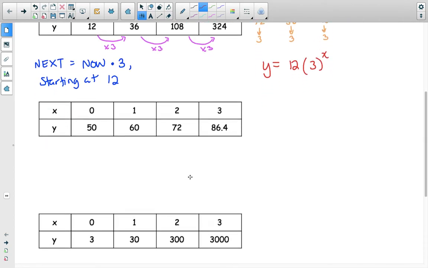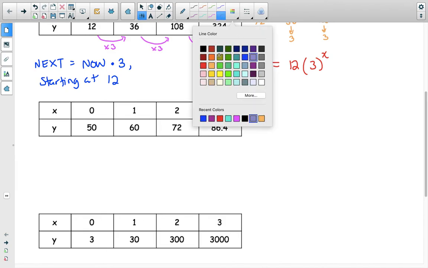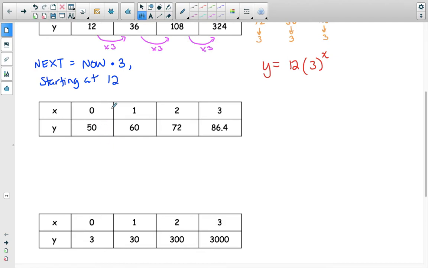So on this next one, again, we want to see, is it increasing? So from 50 to 60 to 72 to 86 and 4/10, it is increasing, but by how much? It's a little bit harder to see. This is why we don't want to guess and check. So in order to do this, we take our values and we divide it by the previous y value. We'll take the 60 and we'll divide it by the 50.